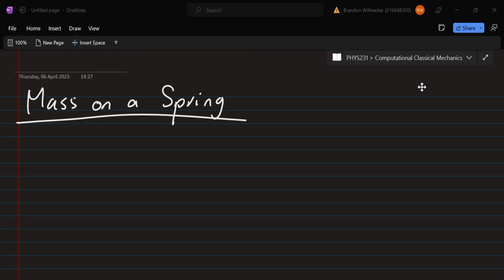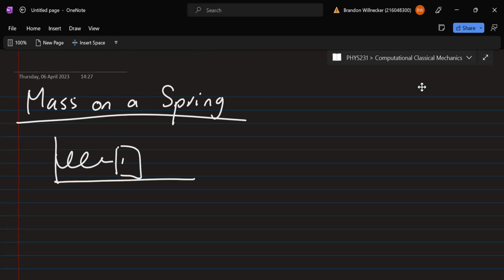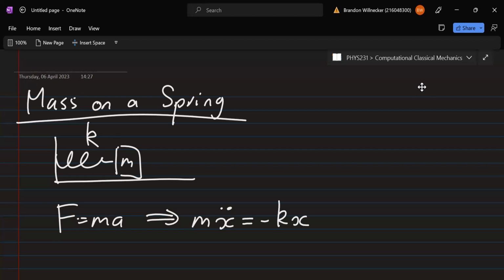Okay, so mass on a spring. So we have the following setup. Some mass m on a spring with spring constant k. So first thing we need to do is find the equations of motion. So very similar to what we had before. We know F is equal to ma. So m x double dot is equal to minus kx. Again, this is Hooke's law.